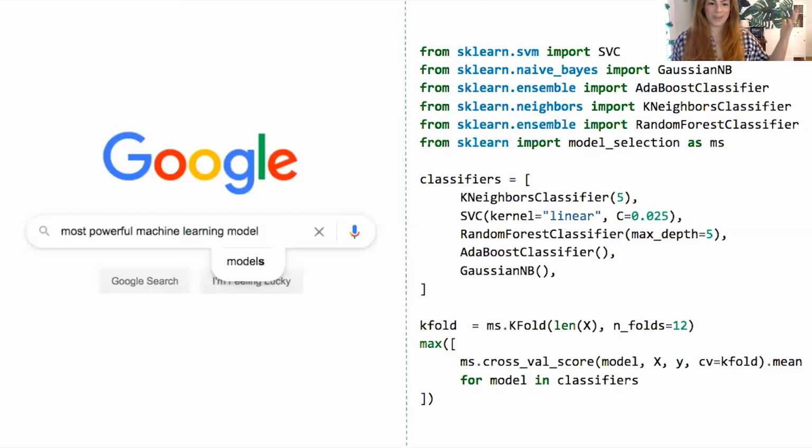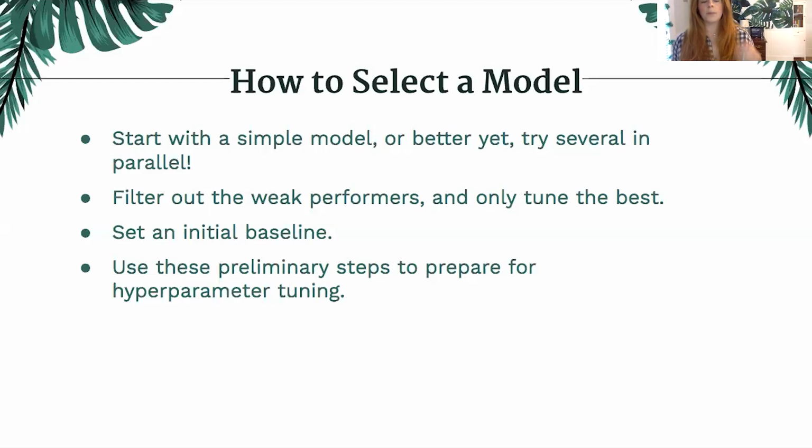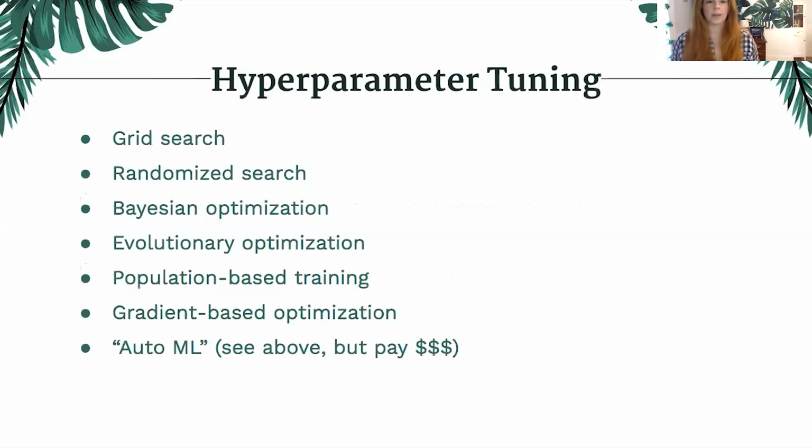So rather than doing what's on the left-hand side of the screen, just Googling what the best model is, actually run experiments like what's on the right-hand side of the screen, where we select several models and then we use the data and some kind of cross-validation measure to systematically determine the model that is best suited to this data set. Pick simple models in the beginning and try several in parallel. Identify the ones that are the best and the ones that are weakest, and set an initial baseline. And let that initial baseline help set the ground for hyperparameter tuning, which comes next.